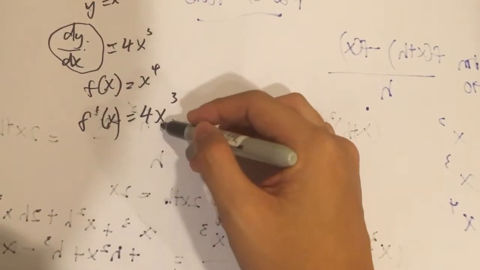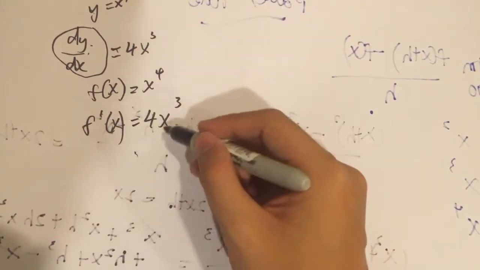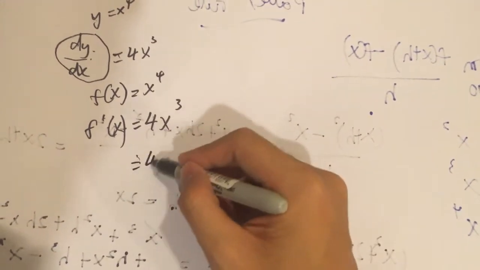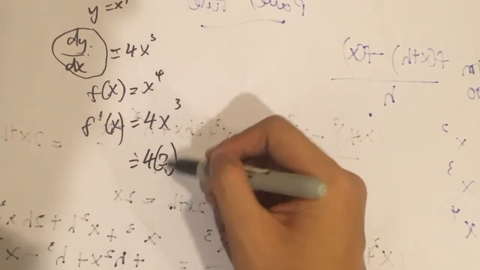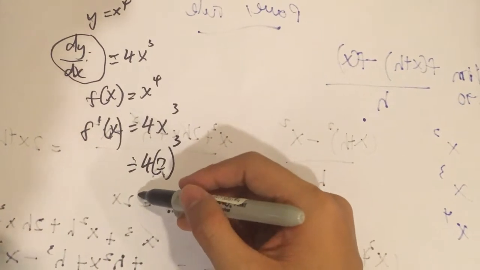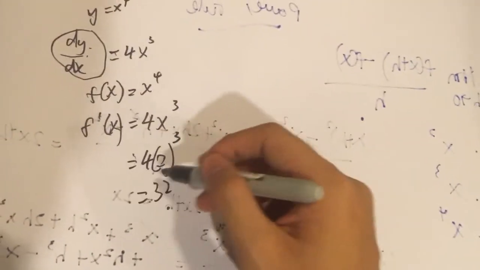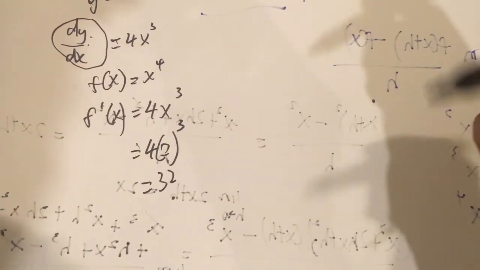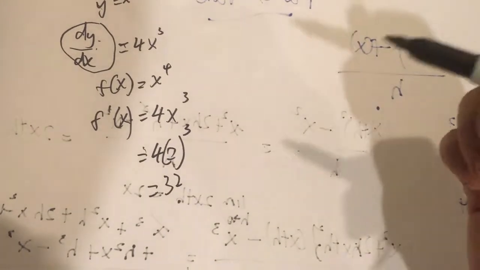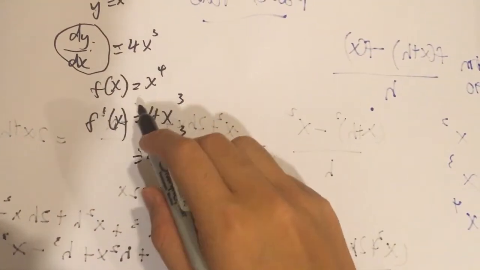If I want the gradient at a particular point, I just need to plug in, say x equals 2, so f prime of 2 gives 32. So at this point the gradient will be 32. That's pretty much it, and that's how you write in notation like this.